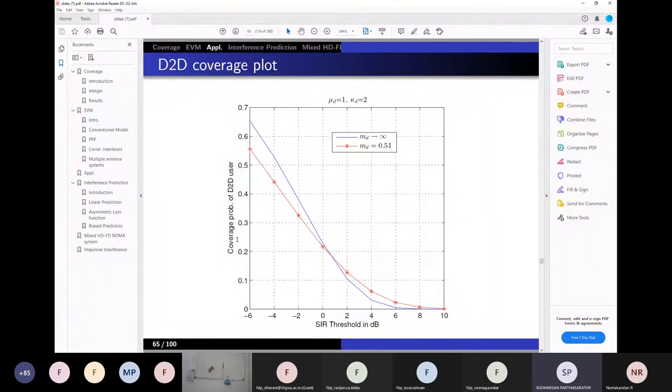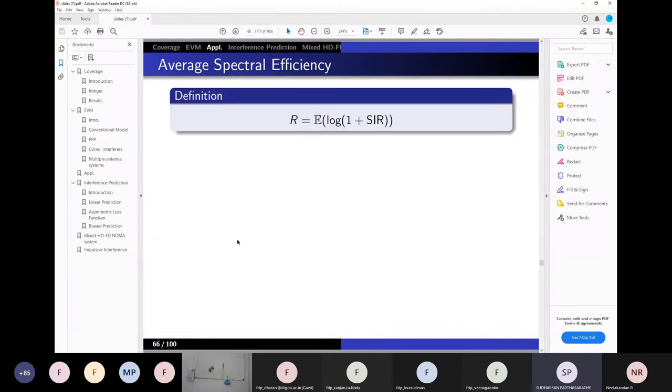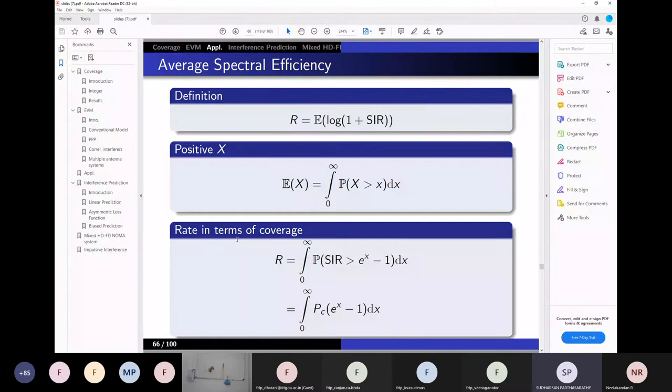So let's have a look at the other metric, average rate or average spectral efficiency. Okay, slide number 66. We are just going to assume the Shannon definition. As I told you before, while discussing EVM for PPP, for a positive random variable, the expectation of x can be the integral of the CCDF. So here also, using that definition, you can express rate in terms of coverage. But there's another way also to do this.